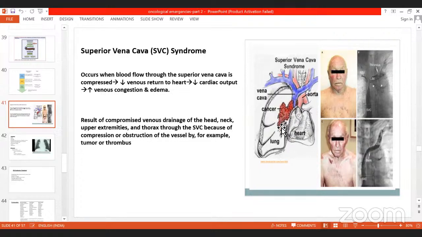So because of these, the venous drainage of the head, neck, upper extremities and thorax through the superior vena cava is obstructed because of compression or obstruction of the vessel with the tumor or the thrombus. Like how we can see in this X-ray, there is a compression to the superior vena cava, and these are the symptoms which we see generally.